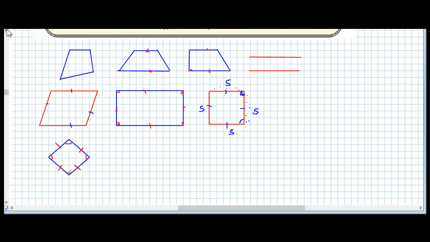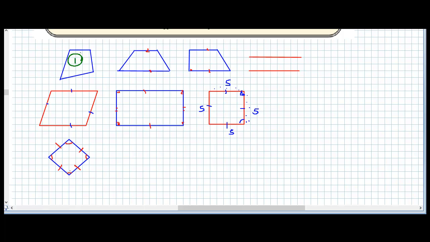I hope you can now know all the types of quadrilaterals. So now we will solve and check if you understand or not. First, this is number 1. This one is only a quadrilateral, because we don't have any equal sides, any parallel sides, nothing.